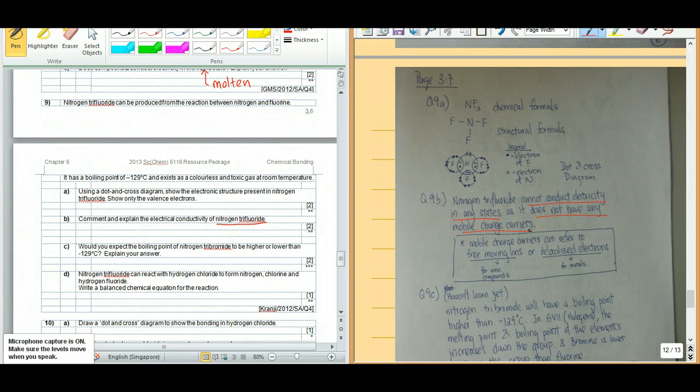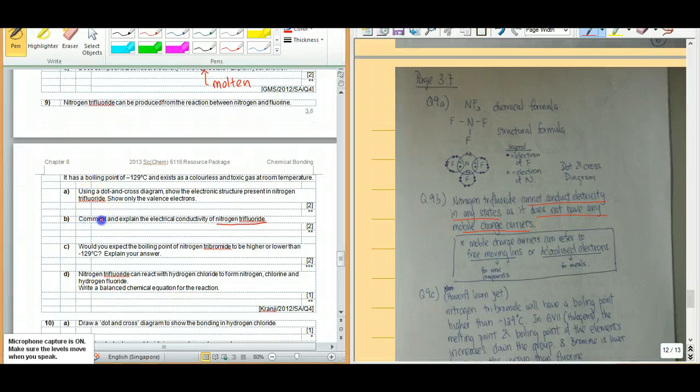So there are two main points here. First, you must say whether it can or it cannot. Then you must explain why. So there's a comment here and there's an explanation needed. So please take note of this little difference.